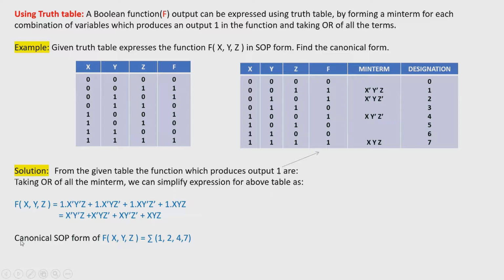Right, so the canonical SOP form can further be written in the symbolic form as sigma. Okay, and then the decimal designation 1, 2, 4, and 7, or it can also be written as f(x, y, z) equals m0 plus m2 plus m4 plus m7. So that is the sum of product form.